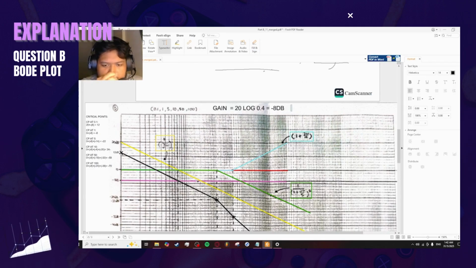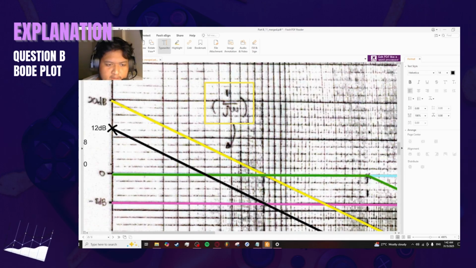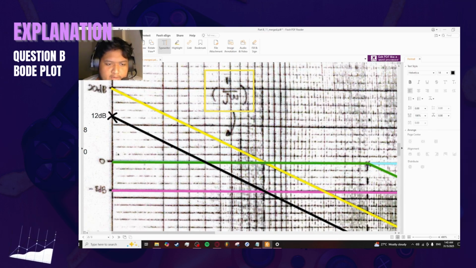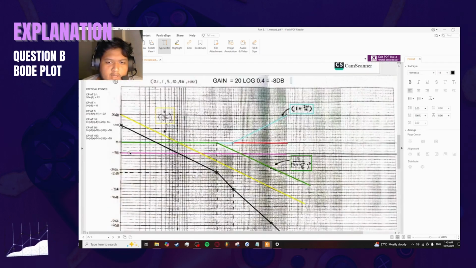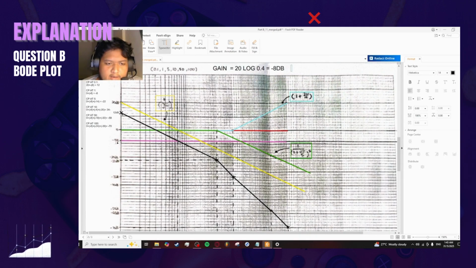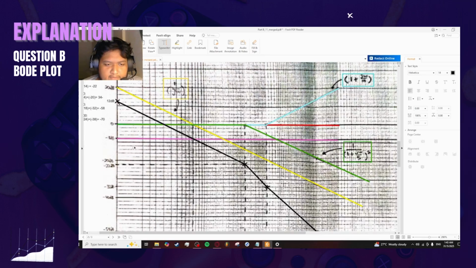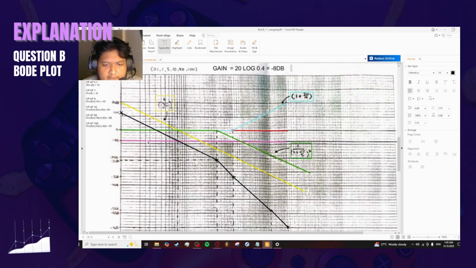Before you draw anything, I suggest you draw the 0 decibel line first, so you don't get confused. Each partition here represents 2 decibels. So if you go up, it's 2 decibels, 4, 6, 8, 10. If you go under, it's going to be negative values, so -2, -4, and so on. After that, you draw your -8 decibel line, or your gain line. In my graph, I use the color pink to represent the -8 decibel value.